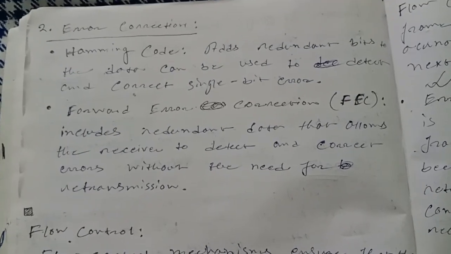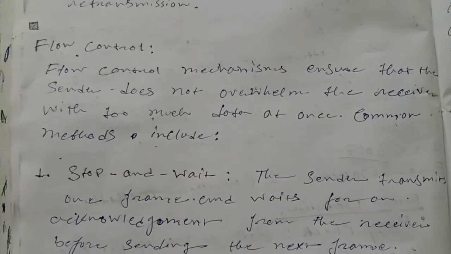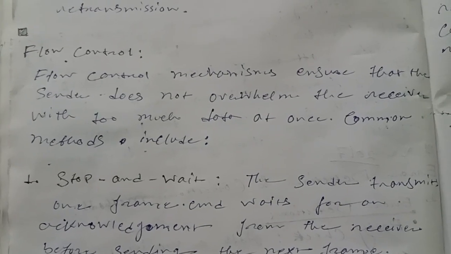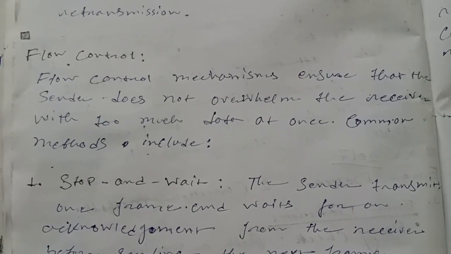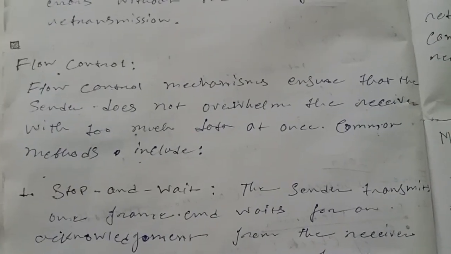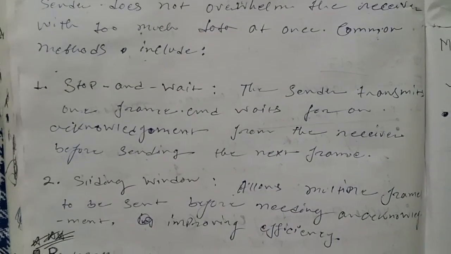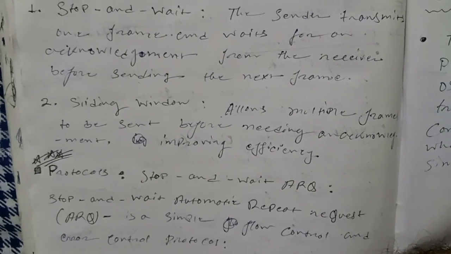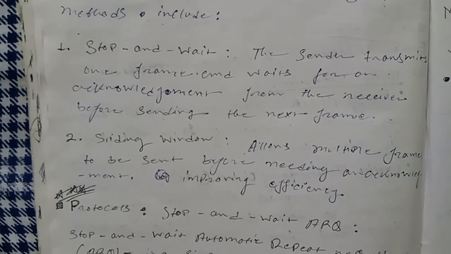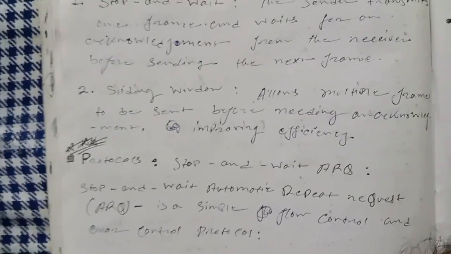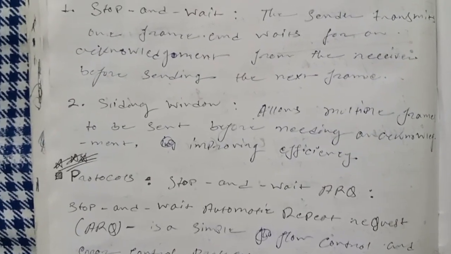So let's come to flow control. Flow control mechanisms ensure that the sender does not overwhelm the receiver with too much data at once. Commonly, flow control methods include stop and wait, and sliding window protocols, and we know it as ARQ, stop and wait automatic repeat request. So let's see flow control.